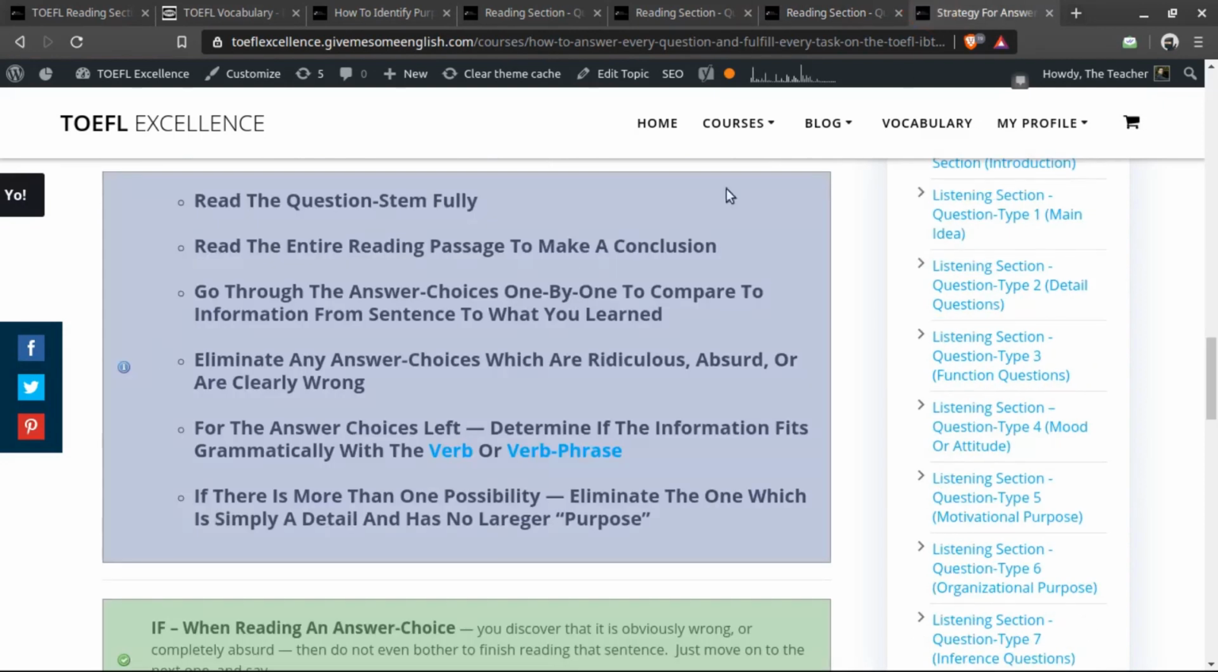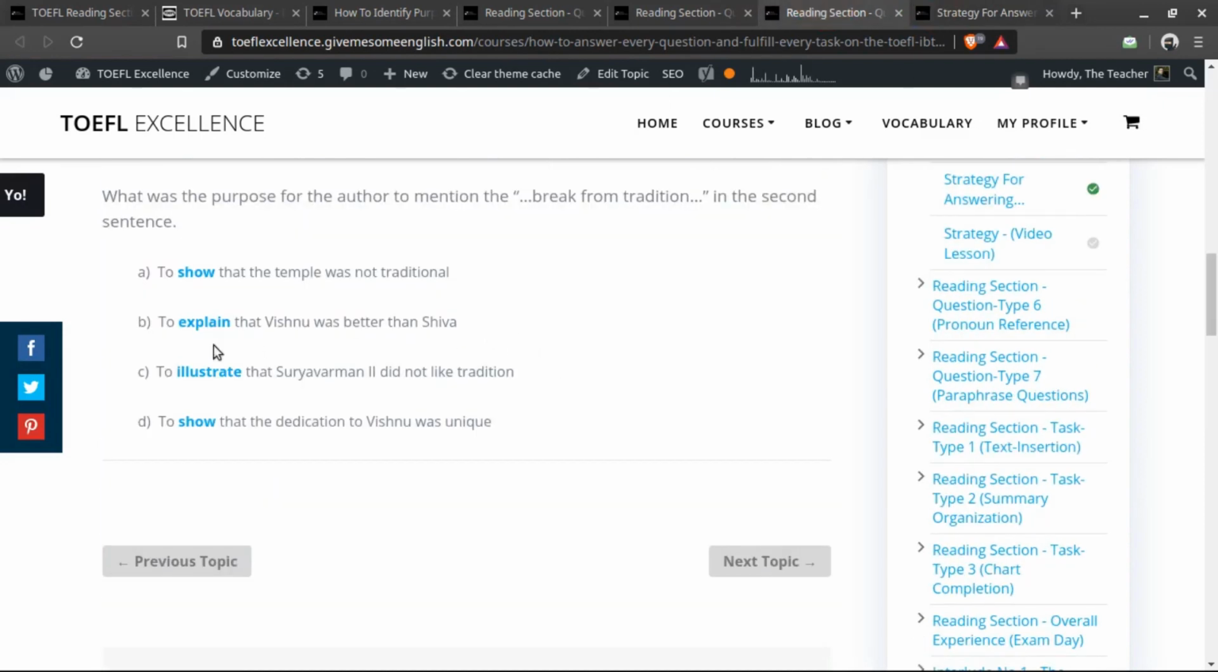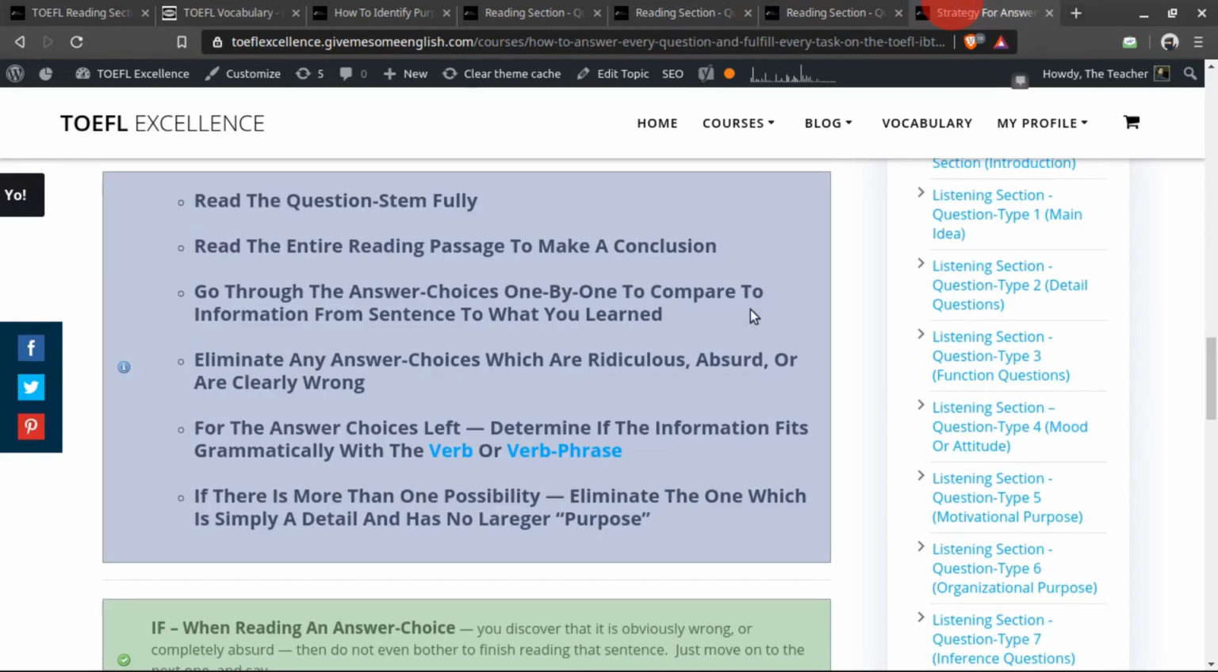So then you can also eliminate any answer choices that are not only ridiculous or absurd, but also any answer choices that are completely irrelevant information, or that are clearly wrong. If you are getting to that point, if you realize, nope, that's wrong, don't even finish reading that sentence. Just move on to the next one.